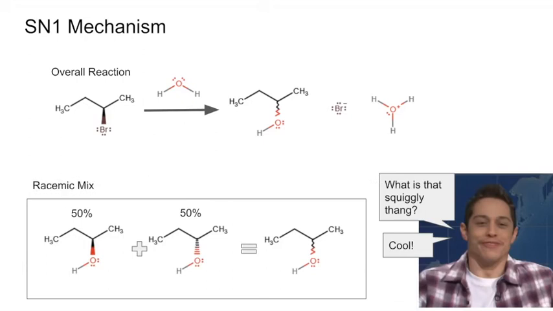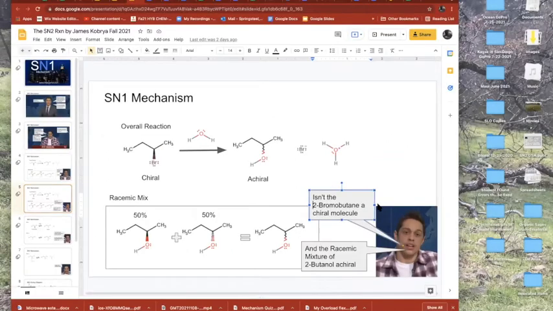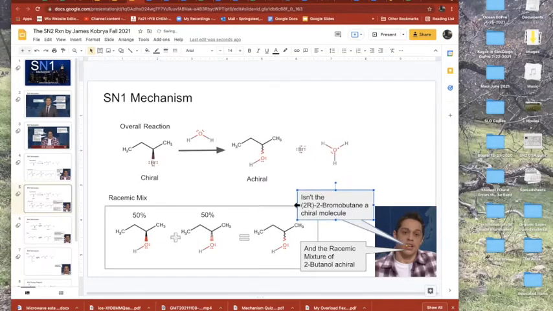Cool. Racemic mixture. So isn't this 2-bromobutane? I need to fix this. Is this guy R or S? Let's see. What's the electrophile? R. 2R, because ABC, yeah. 2R, 2-bromobutane, a chiral molecule. There we go, I like that. Okay, let's adjust that. Oh, now we got it.